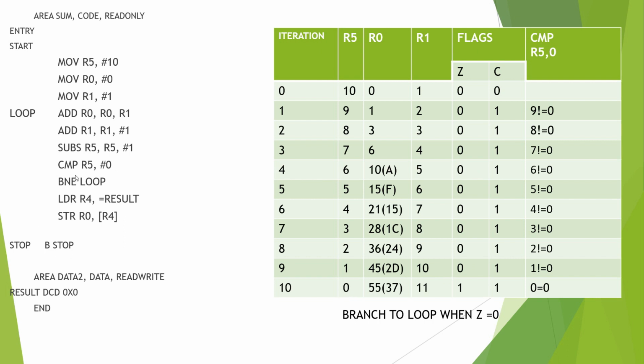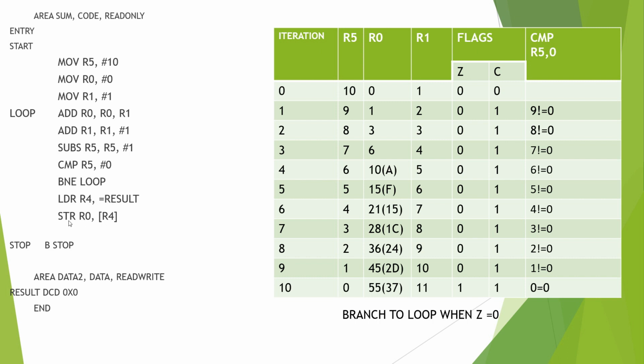Now, because on comparison R5 is equal to 0, that is 0 is equal to 0, at that time the zero flag is set. When the zero flag is set, it comes out of the loop and the next instruction is executed, that is LDR R4, =result. This instruction stores the address of the result and it is moved to the register R4. Result is a label given to our DCD which is initialized to 0. The address is moved to the register R4.